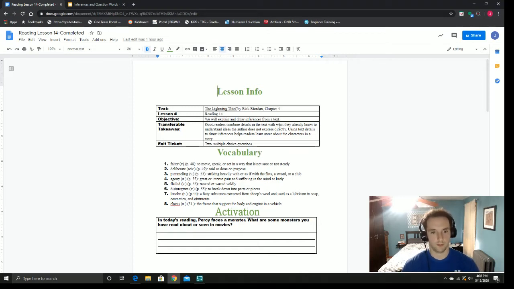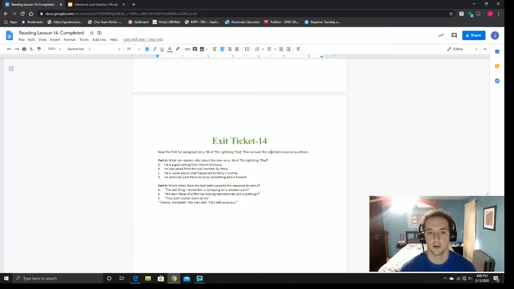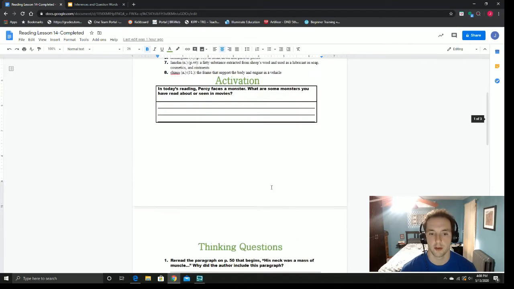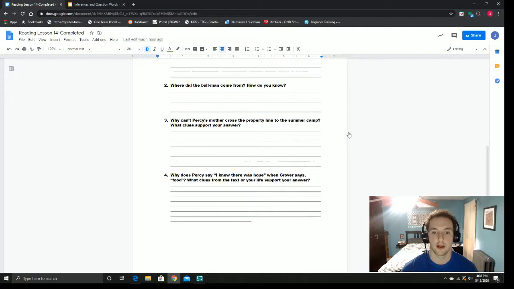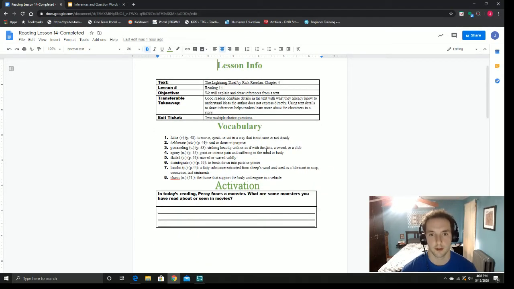Great. We'll do what we always do: go through some vocabulary and get our brain activated. The thinking questions today will not connect to the exit ticket. They're not going to lead up to it, but they are going to be 4 questions that ask us to make inferences using details from the text. And so it'll get us a lot of practice, so when you go to do your exit ticket, you should feel pretty secure, pretty confident.